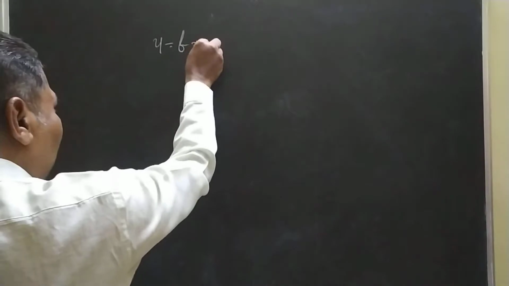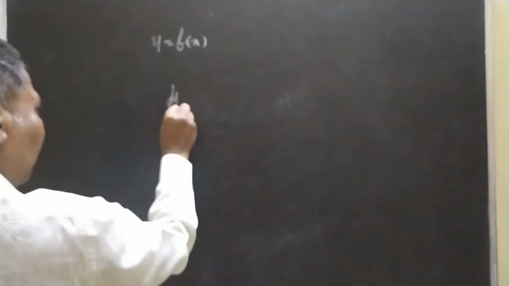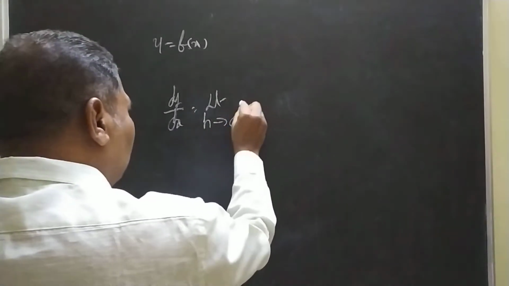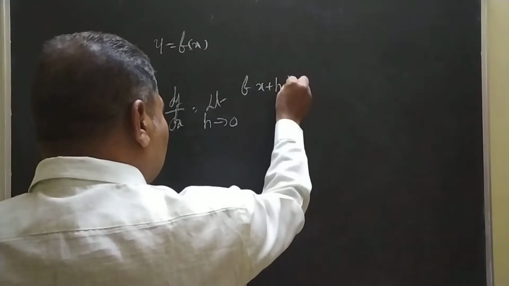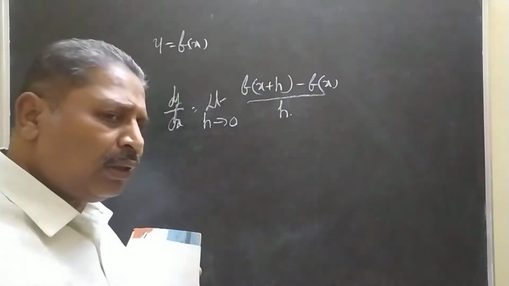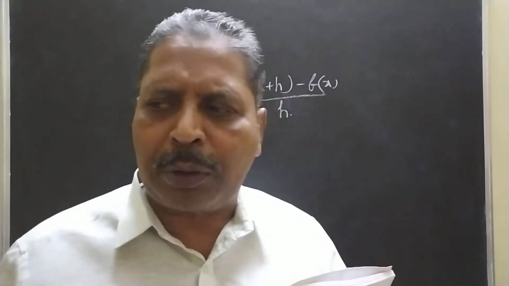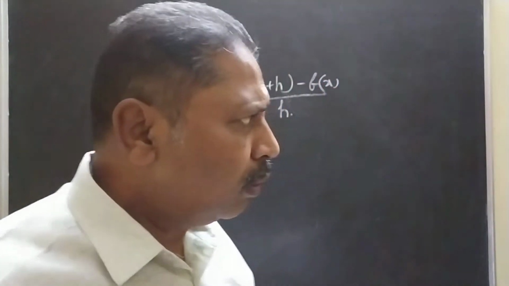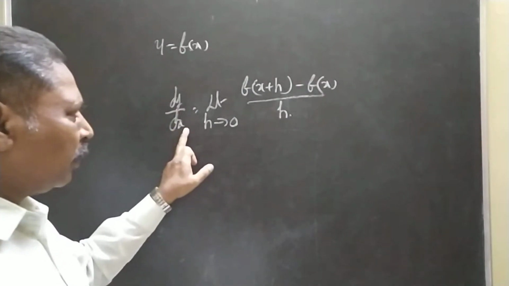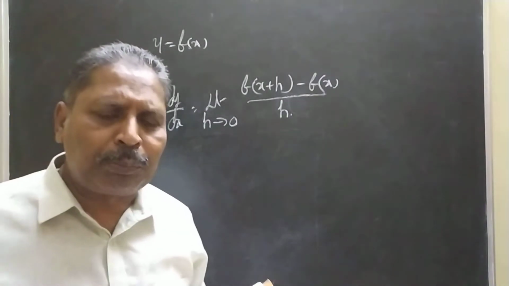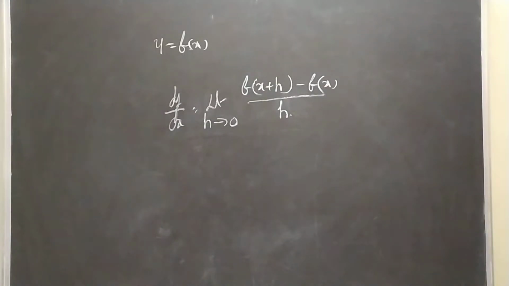Let y equal to f of x be a function. dy by dx equals limit h tends to 0 of f of x plus h minus f of x by h. This is called the first principle or definition of the derivative of y with respect to x. This formula is called the first principle or the definition.